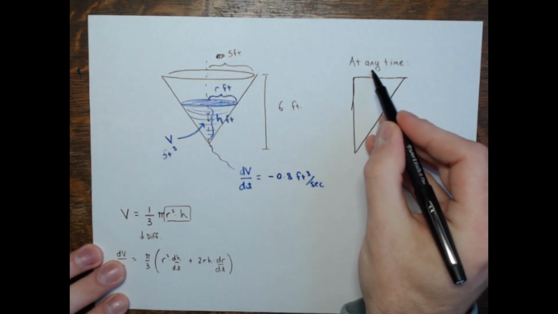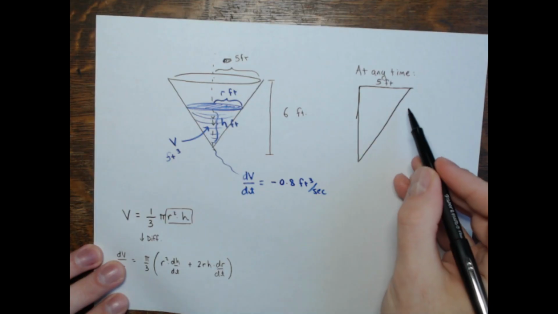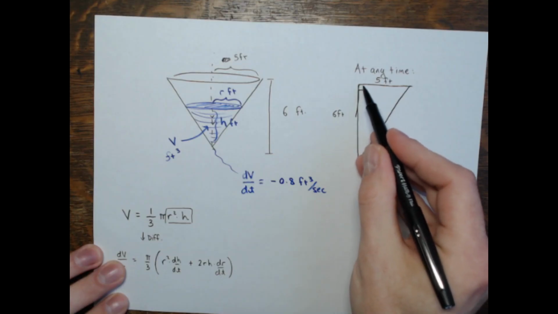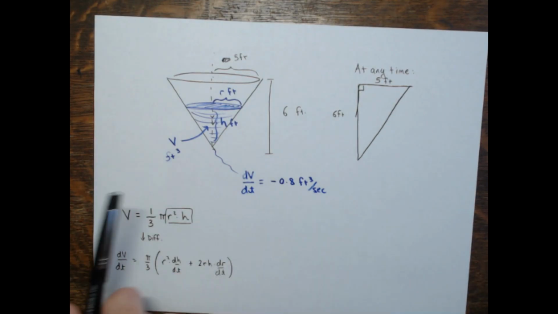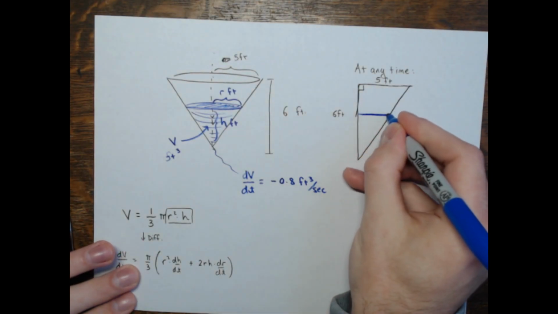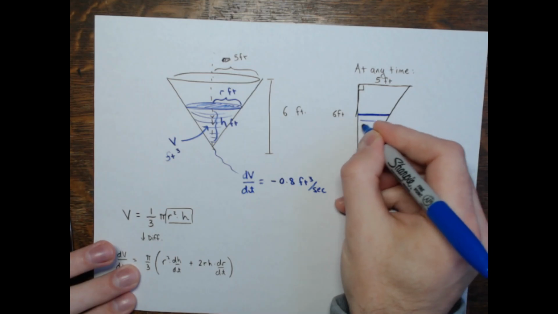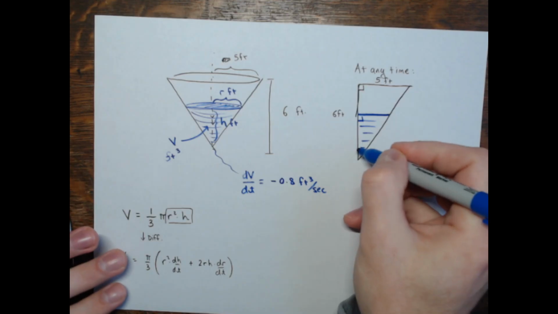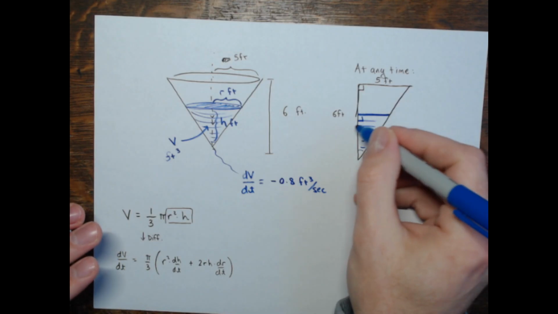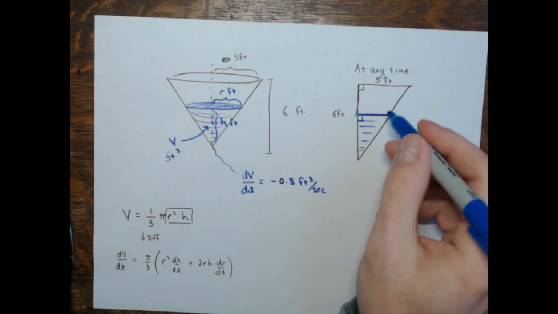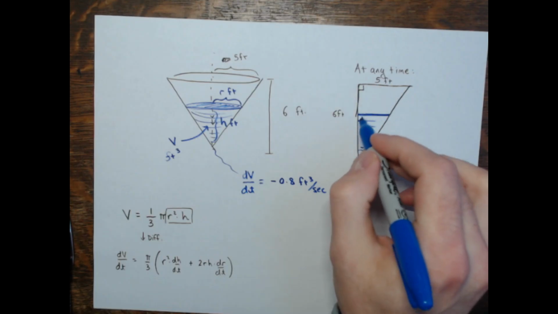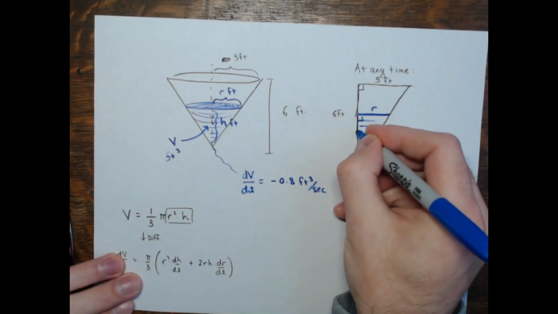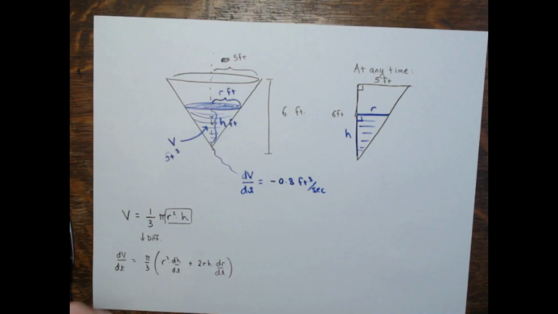The radius at the top there is 5 feet. The height is 6 feet. So you've got a right triangle in the middle here. And then you've got your water triangle, still a right triangle, with the same angle down here. So angle, angle, angle, similarity: the big right triangle and the small right triangle. The radius is r feet, and the height of it is h feet.